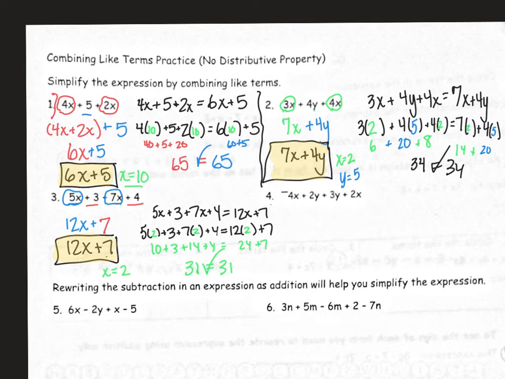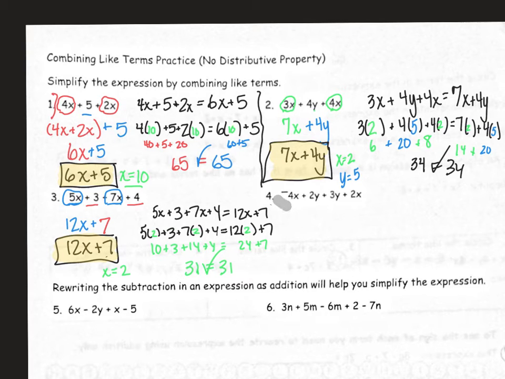So remember, 31 is not my answer. 12x plus 7 is the answer they were looking for. That is the simplified expression. So that's why I'm highlighting it. I'm going to show you here number 4. And this time, as I look through, everything's addition, but you notice that I have a negative here.